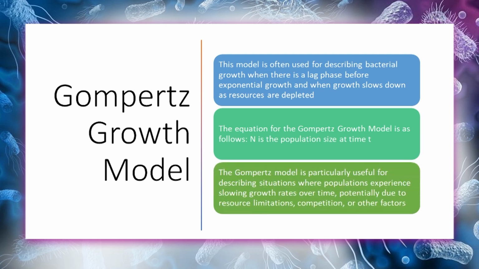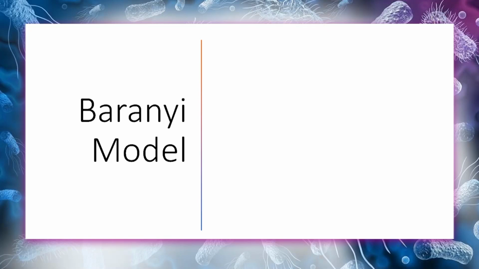The Gompertz model is particularly useful for describing situations where populations experience slowing growth rates over time, potentially due to resource limitations, competitions or other factors. Next one is the Baranyi model.